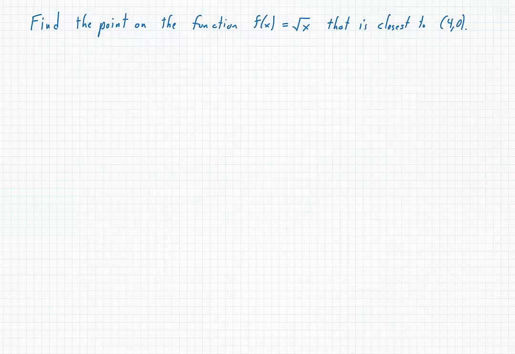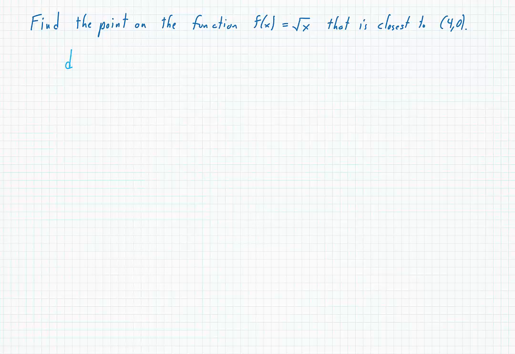Find the point on the function f of x is equal to the square root of x that is closest to (4, 0). In other words, what we're going to try to do here is minimize the distance between the function square root of x and the point (4, 0) by finding whatever point there is on square root of x that is closest to (4, 0). So we're going to need a distance formula.